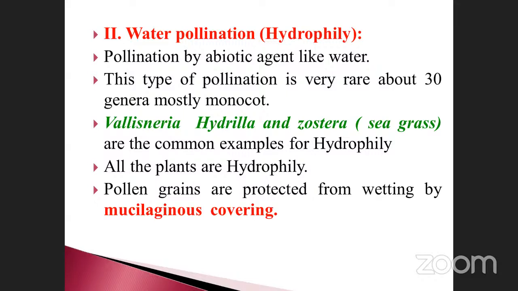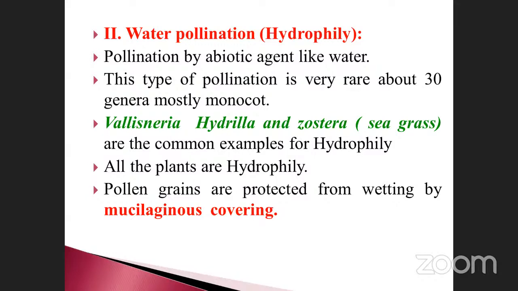These are all known as hydrophily because these are all hydrophytes. They only live in water, under a pond or whatever it may be, a pond or river or sea like that. Vallisneria, all the plants are hydrophytes. That's why pollination takes place through water, called hydrophily. Pollen grains are protected from wetting by a mucilaginous covering. This is also a special feature of the water pollinating agents.